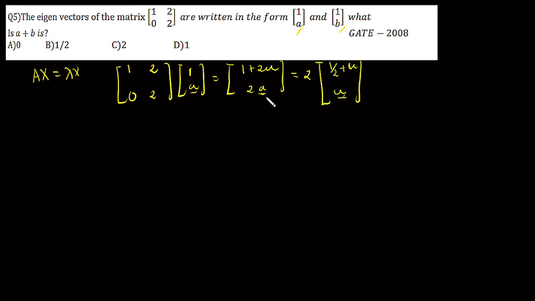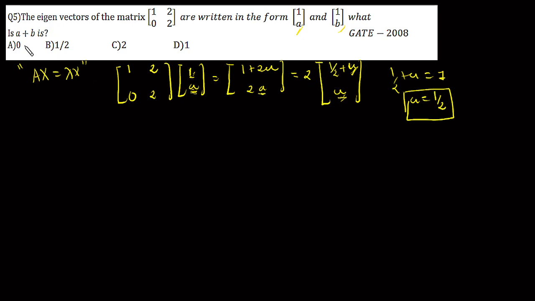If this entry is exactly the same as this one, then this entry is also exactly the same as this one, so I can equate 1 half plus a equal to 1. Because these two values are exactly repeating here, in this form Ax equals lambda x, 1 half plus a will give me again 1. So the value of a here is 1 half. So I have found the unknown a.